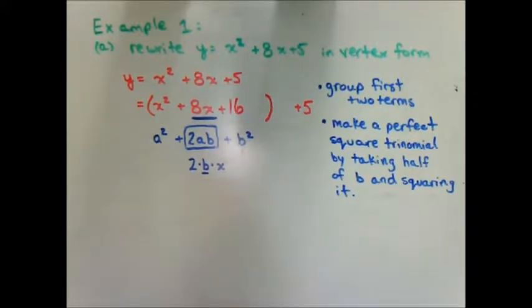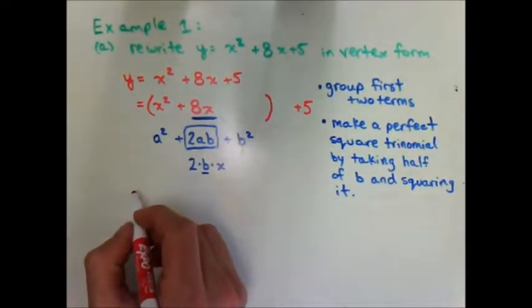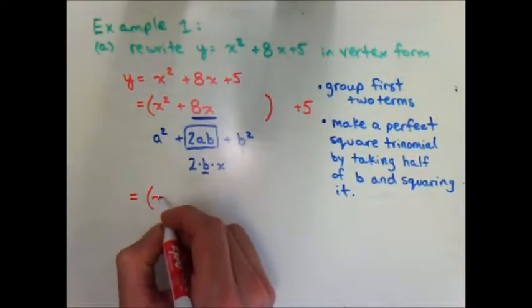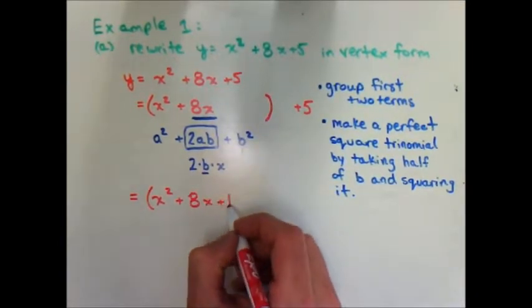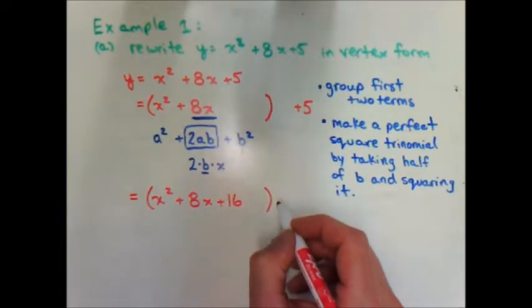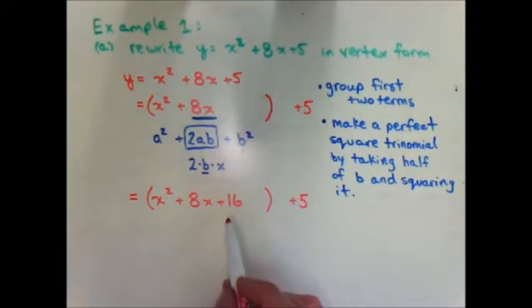But now, maybe I'll just rewrite the whole step. I'll write the whole step. So we have x squared plus 8x plus 16, and I still want to leave a little bit of space inside my bracket, plus 5. Because if I added 16, that's not really fair. Now I've changed the whole value. So now what do I have to do to balance it?